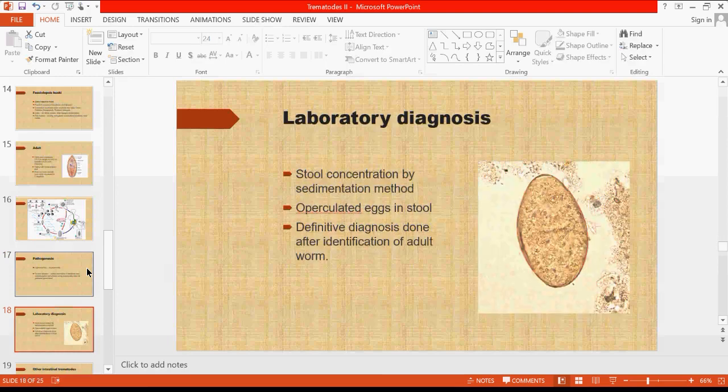So, lab diagnosis: again, stool examination will be done for unembryonated eggs. Here it is a rare parasite, so we have to do the sedimentation or stool concentration technique. When we suspect trematodes, we have to do the sedimentation method of stool concentration. So here you can see the operculated eggs in the stools.